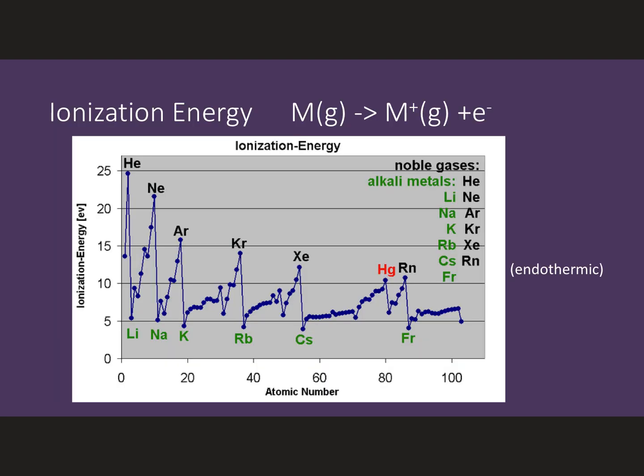Okay, the next trend we're going to look at is that of the ionization energy. And what that means is that we're going to start with an uncharged atom in the gas phase, so a neutral species, and we are going to go to where we have formed the +1 ion plus an electron. That's the reaction that we're doing here. We should note that this is always an endothermic reaction. It takes energy to pull that electron away. It doesn't naturally want to go.